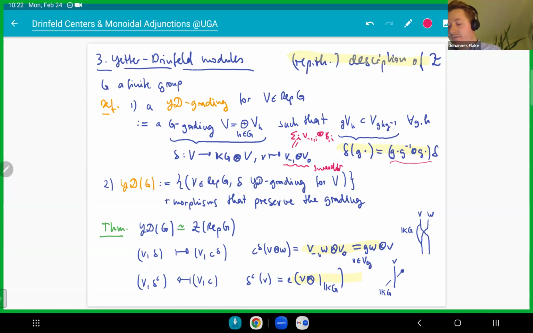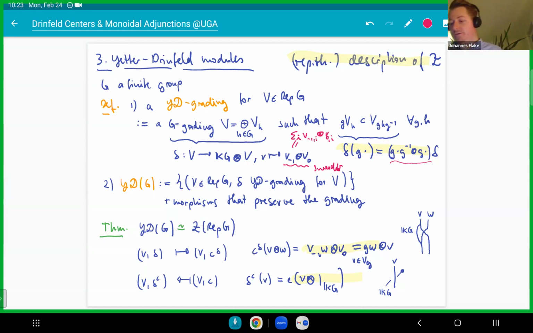And going in the other direction, if I have a half braiding c, I can associate a coaction delta by considering, for any v, the element v tensor 1 in the tensor product of V with the group algebra KG. And now I can half braid this. So I get something in KG tensor V. Now this formally looks like a coaction, and indeed it will be not only a coaction, but even a Yetter-Drinfeld coaction.